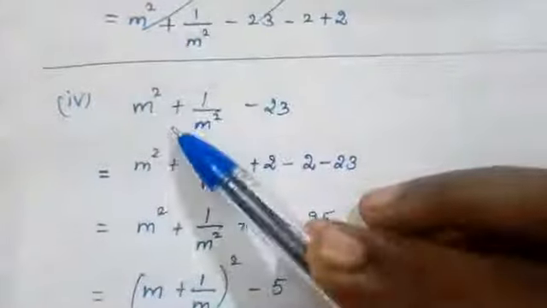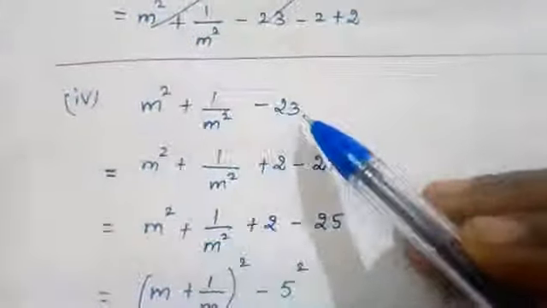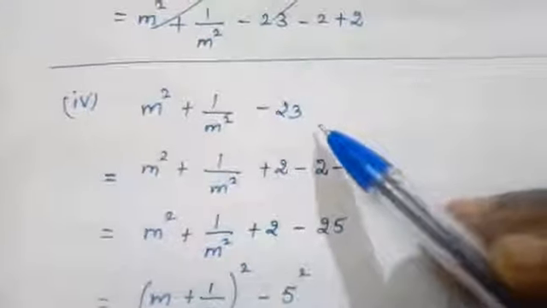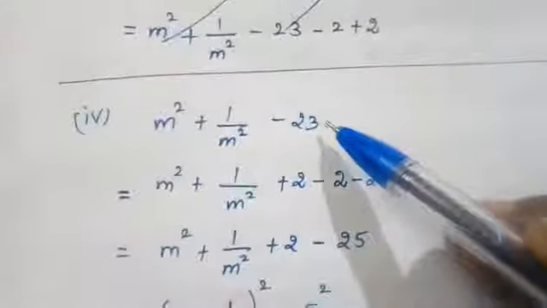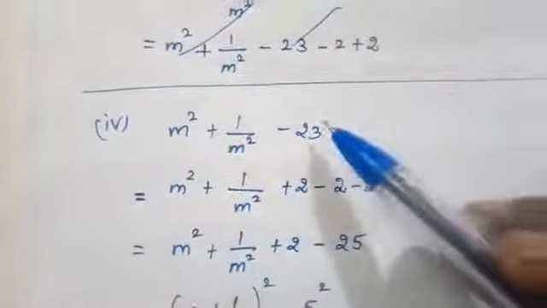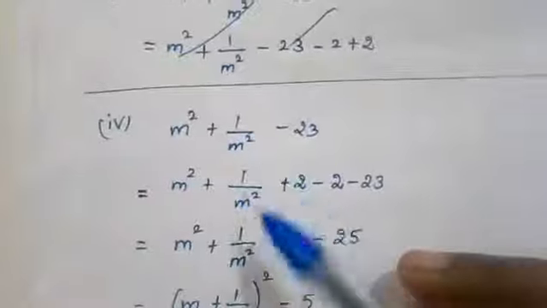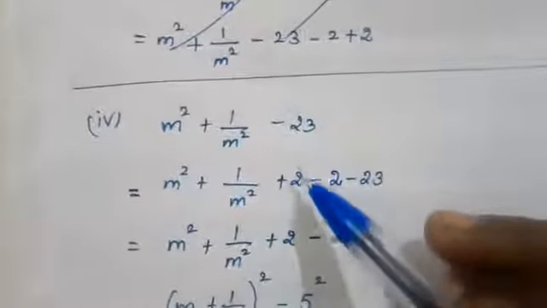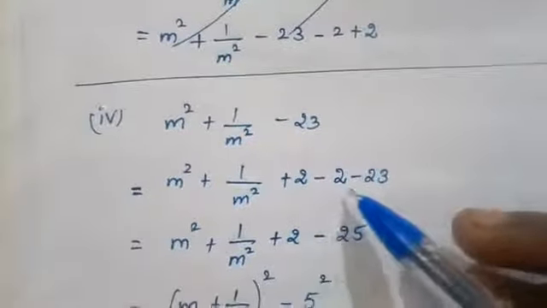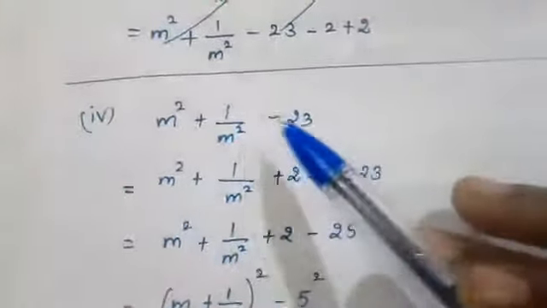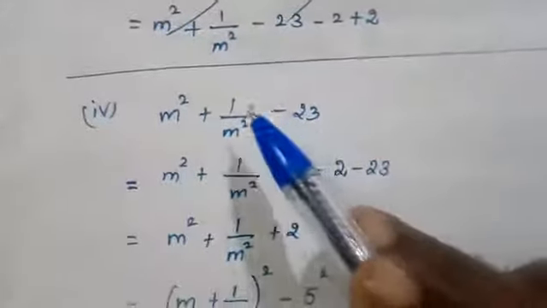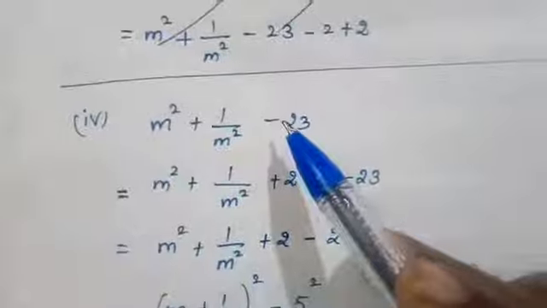Now the fourth question, m square plus 1 by m square minus 23. It is the given question, m square plus 1 by m square minus 23. For this we have to rewrite it. Here you have to add and subtract 2. Suppose you add plus 2 and minus 2, you do not get any change in the given question, because plus 2 minus 2 become 0. So again we get the original problem.